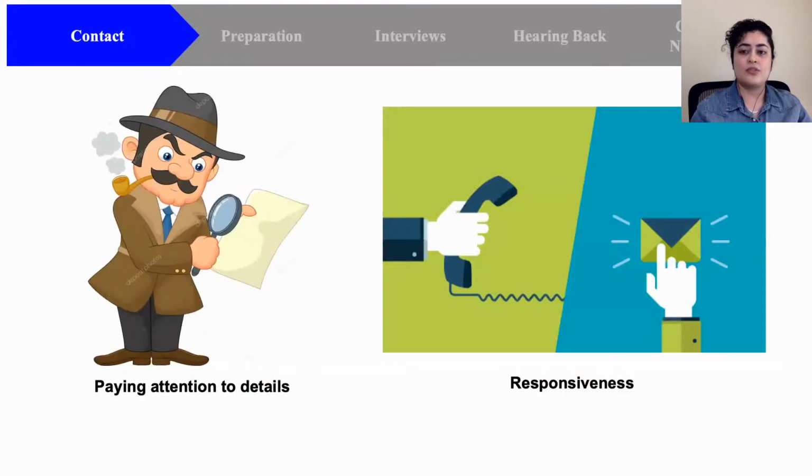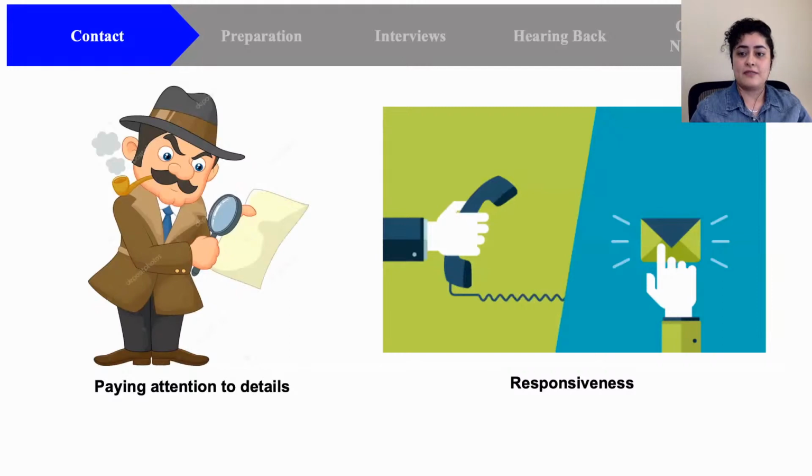We found 2 themes in the contact stage: paying attention to details and responsiveness. These themes show that problems can occur when key requirements about the position are not properly communicated or representatives from the company do not provide timely responses.